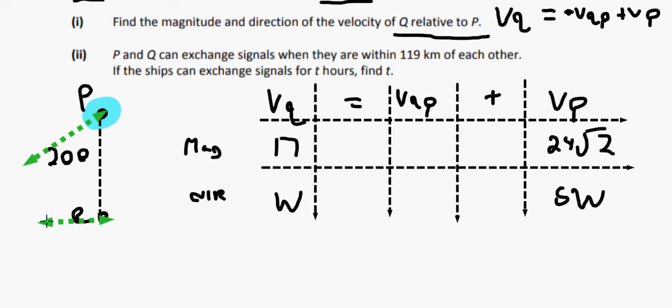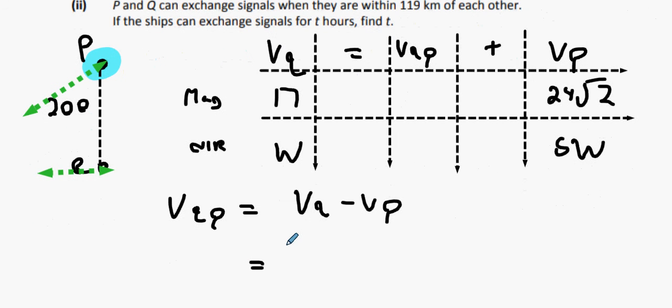Now, the real challenge here is trying to figure out what direction you think VQP is going. So imagine Q is stationary. What do you think is happening here? If you aren't too sure, you could do this very easily, right? You could use VQP. You can figure it out straight away, can't you? So what is it? VQ minus VP, no bother. What is VP? Southwest, right?